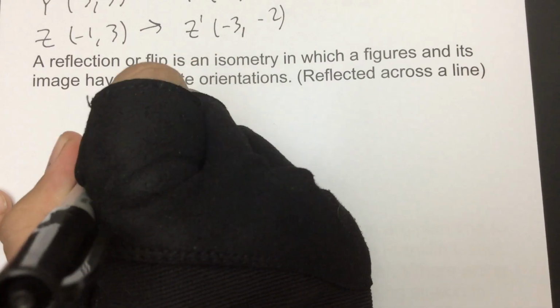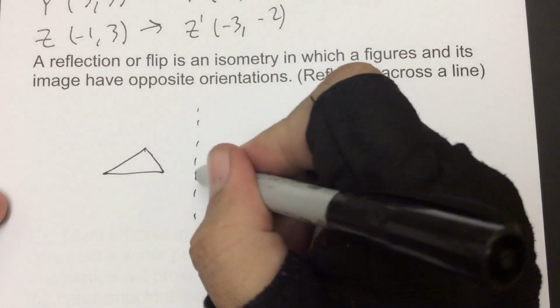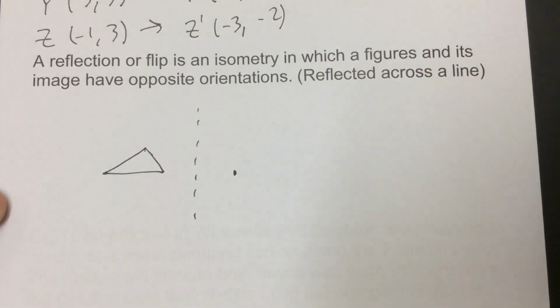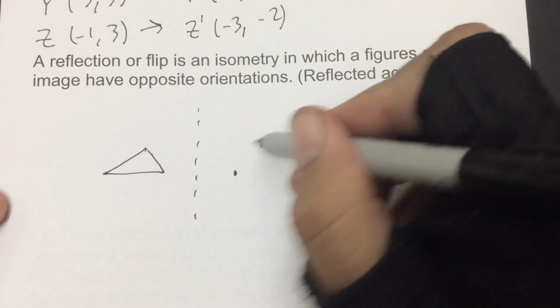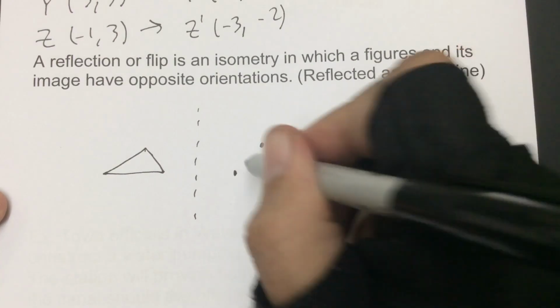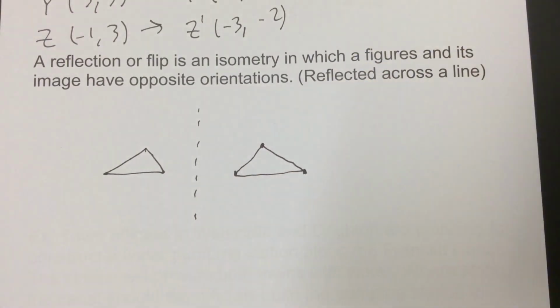So what I'm talking about is this. If we have, say, this triangle, and we have this line here that we're going to flip across, if we are this far away, we're going to be about that far away on the other side. And then if we're over here, we're going to be the same on the other side. Then we would connect this up. My triangle is a little bit different, but you get the idea.